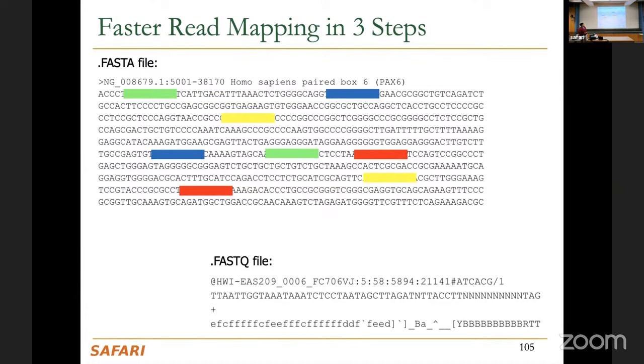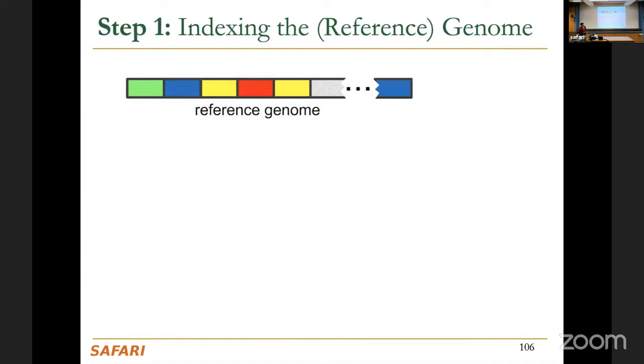So basically, our goal is essentially not to look at the entire read and the entire reference genome, but rather look at some portions of the read and then try to figure out quickly whether it maps to a reference genome or not. And then we do this basically in three ways. And this first step is called indexing, where we index the reference genome.